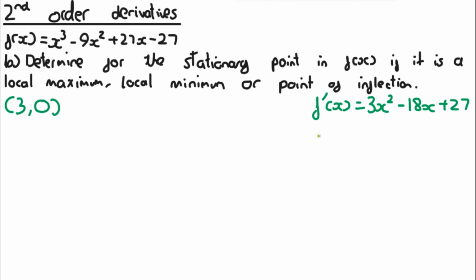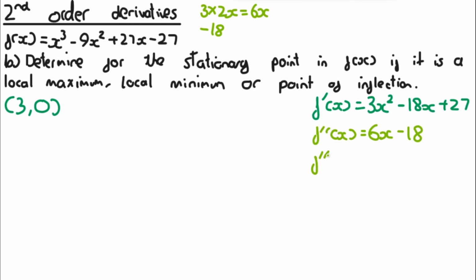So I always prefer the second derivative method first, so I would do that. So f''(x) is equal to, and we differentiate the terms individually, so it's going to be 3 times, then x squared is 2x differentiated, so it's 6x, and minus 18 will just be minus 18, and 27 will just be differentiated out.